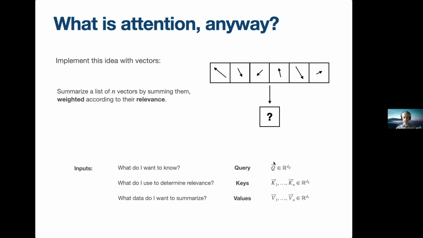So for the query, if you have one question that you're asking, you have one query, and that's a vector in a dq dimensional vector space. You have a sequence of n pieces of data you're looking at. That means that you have one key and one value for each of the n pieces of data in that sequence. So keys live in a dk dimensional vector space, and the values live in a dv dimensional vector space.